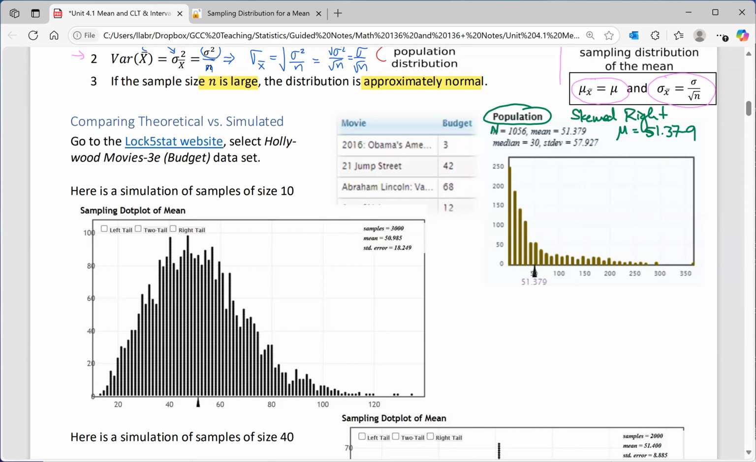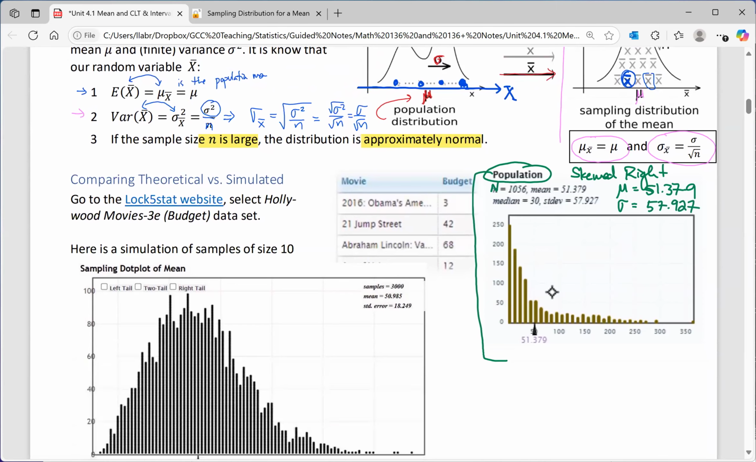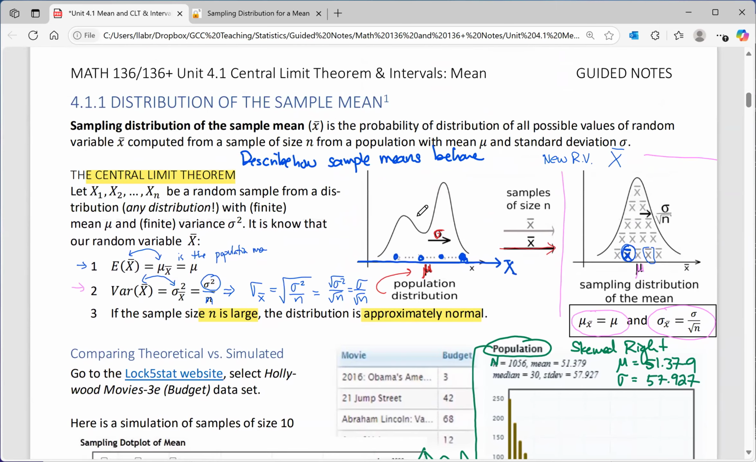And the population standard deviation, so that's sigma, is equal to 57.927. Given this information, we now know how samples from this population will behave if I compute the sample mean. And this is basically the graphic that I have up here.